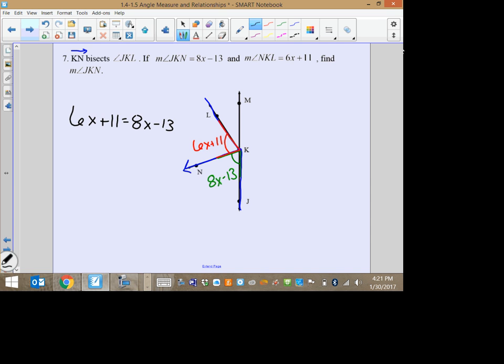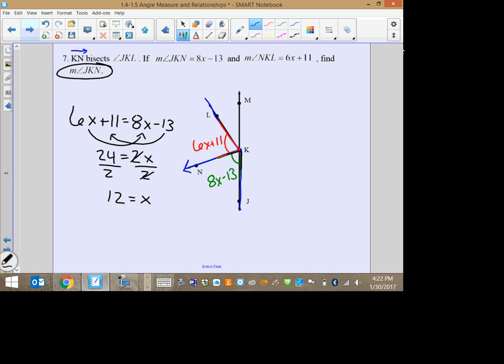Solving for x, we move our 13 over, we get 24. We move our 6x over by subtracting it, we get 2x. We divide by 2, and we get 12 equals x. But the question was saying find the measure of angle JKN.